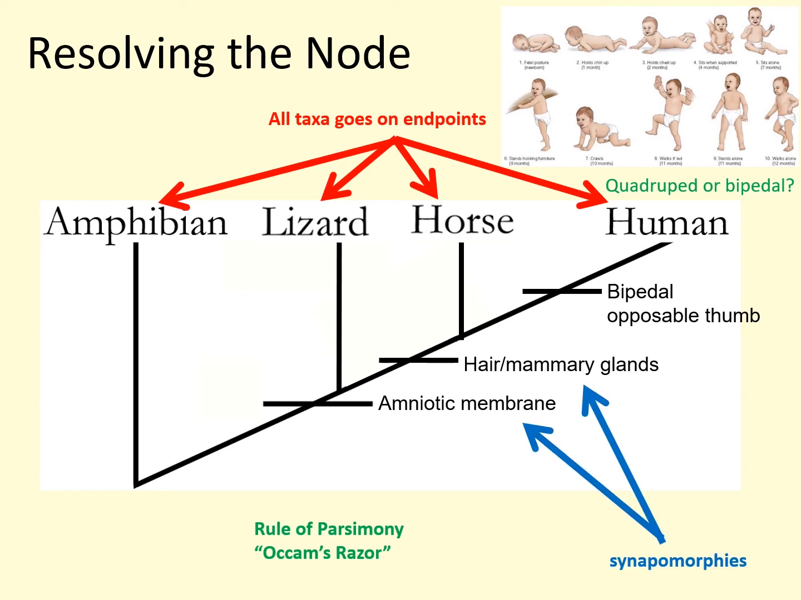Right? But each one of those, the amniotic membrane, the hair, the opposable thumb, those are synapomorphic. Although this one right here, this is more of an apomorphy. Okay, all right. So these are synapomorphies right here because they're being shared by others on there. All right.